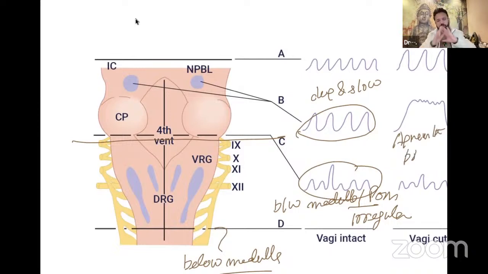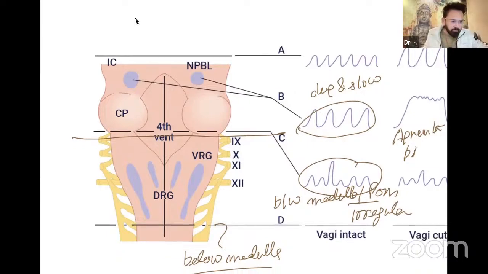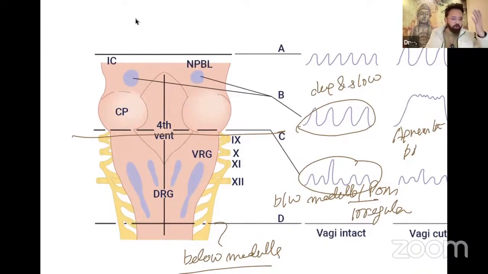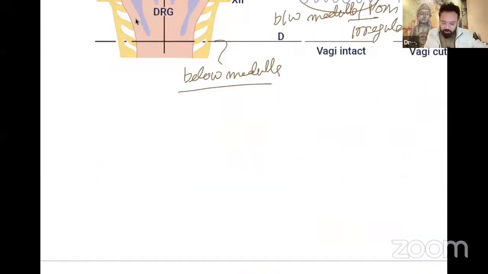Apneustic breathing, I have a detailed discussion of this chapter in my video, also on YouTube. If you can see the Dr. Tutorials app, you can see the video. So just remember: below the medulla, respiration gone. Medulla and pons, respiration irregular. Mid-pontine, vagus intact, deep and slow. Vagus cut, apneustic breathing. Yes, medulla has the pre-Botzinger complex. You are absolutely correct, Dr. Shiv.